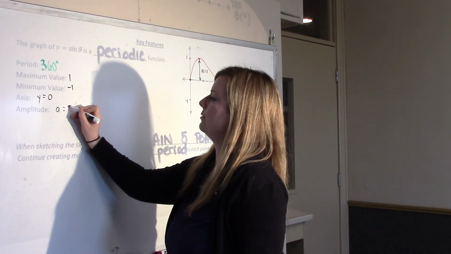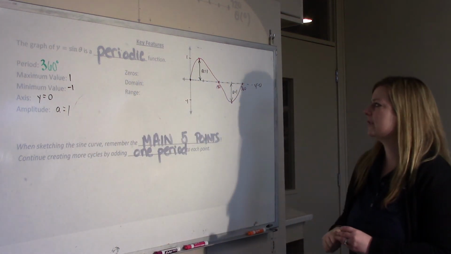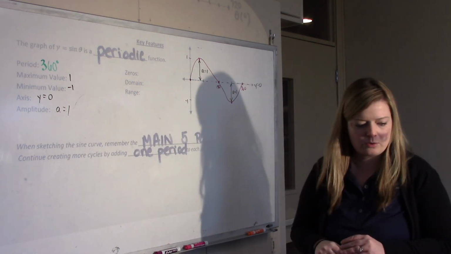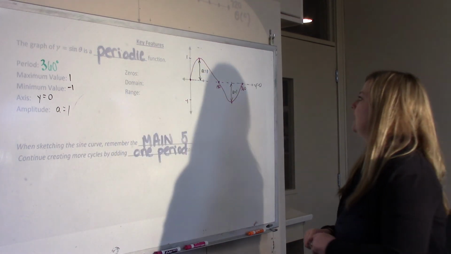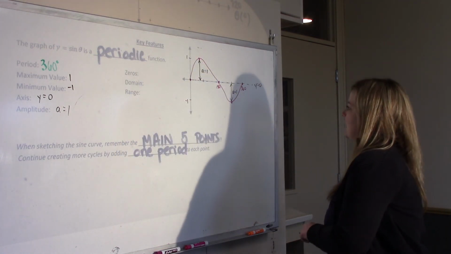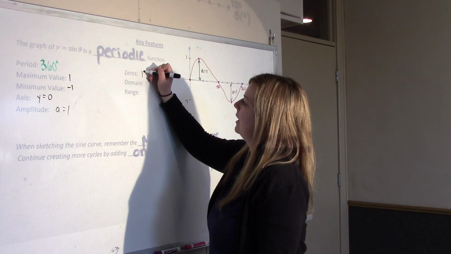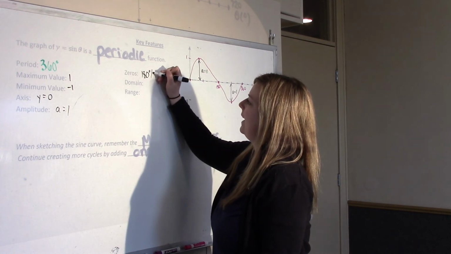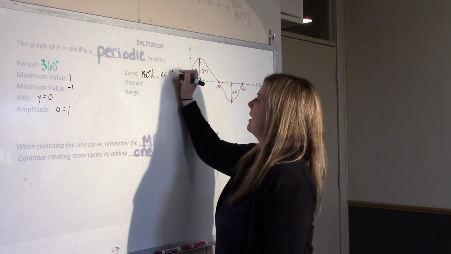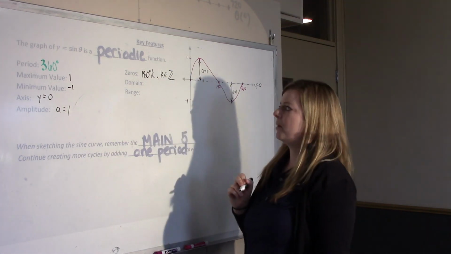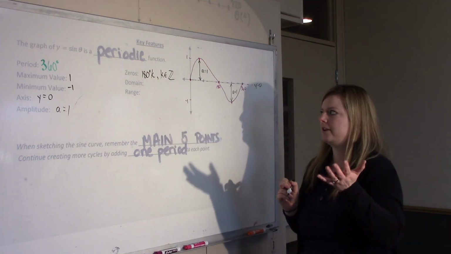So A equals 1. Our zeros are at 0, 180, 360. So really they're at 180 times k, where k is in the set of all integers. So 180 times any integer will give you a 0.